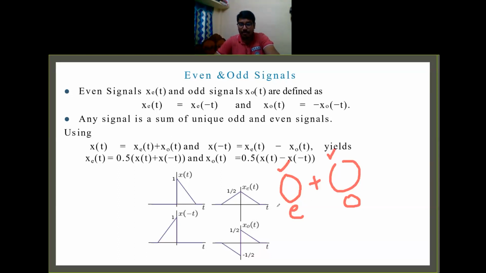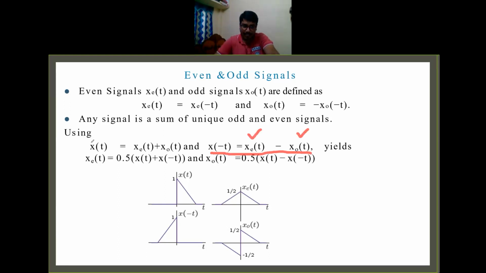One more point I want to mention. Every x of minus t signal can also be written like this. I'll explain with an example, don't worry at all. So x of minus t is equal to x of t minus x naught of t.